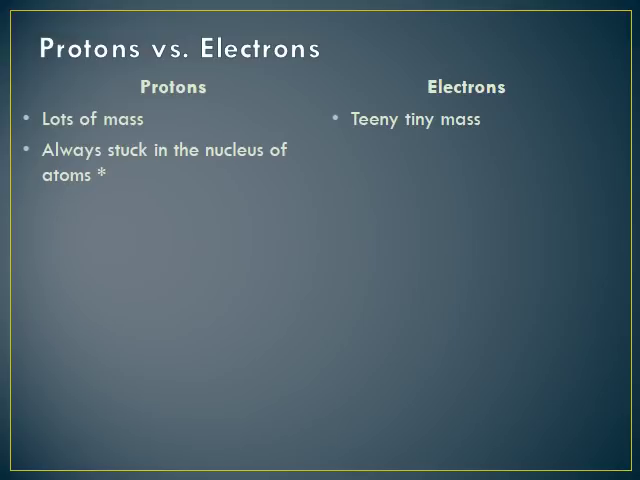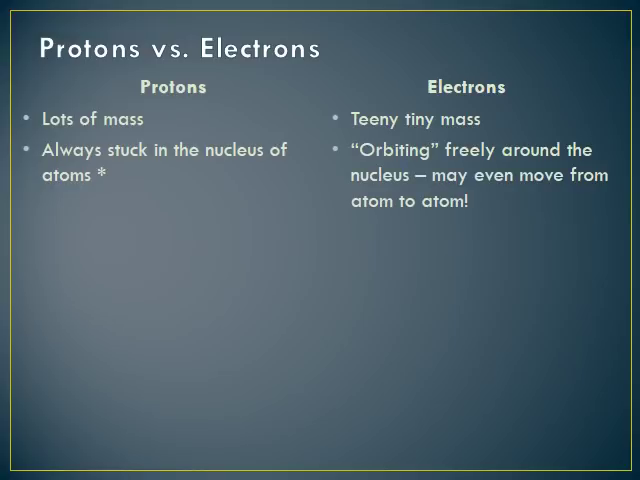A second really important thing is that protons, as we mentioned in the slide before, are stuck in the nucleus of the atoms. They're in that tight area and they're not allowed to leave. I have an asterisk there because if a proton does leave the nucleus, what happens is known as nuclear fission, aka a nuclear explosion. So obviously we're not going to be doing a lot of that in this class.